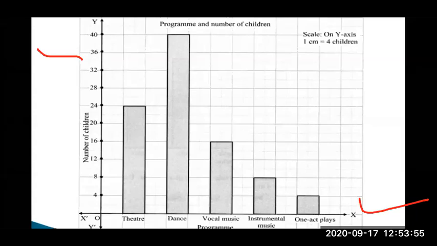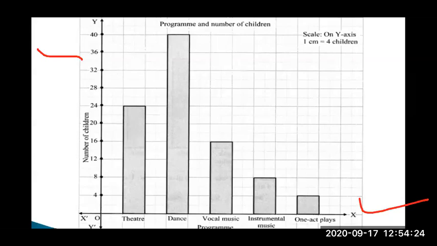First of all, you have to mark the scale, that is, we have to write the table of 4. So 4, 8, 12, 16, 20, 24, 28, 32, 36, 40. Till 40. Why? Because the highest number given is 40. So till 40 we have to write the numbers on the y-axis. Now the next thing is, you have to make a bar for each program.